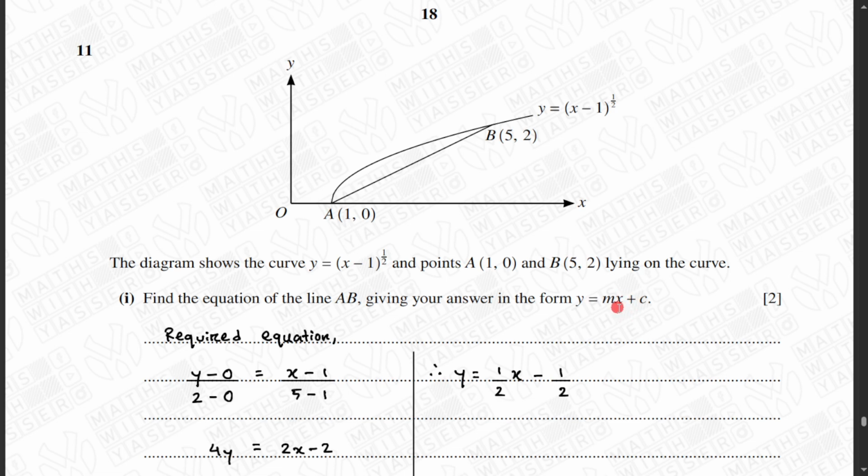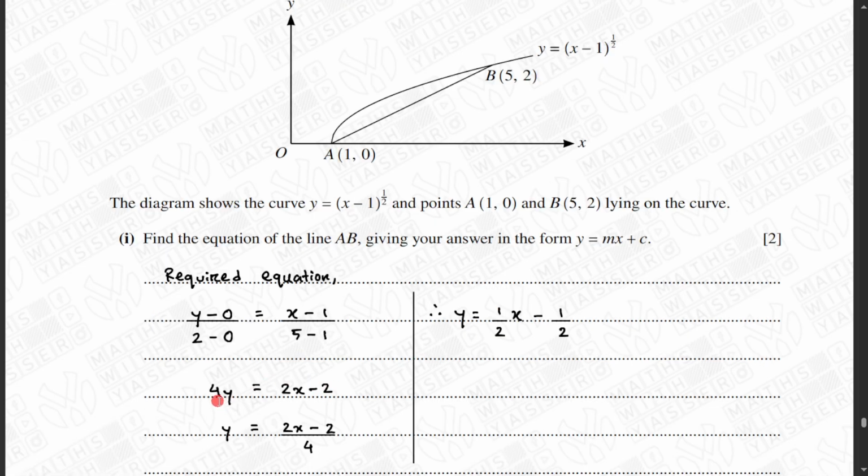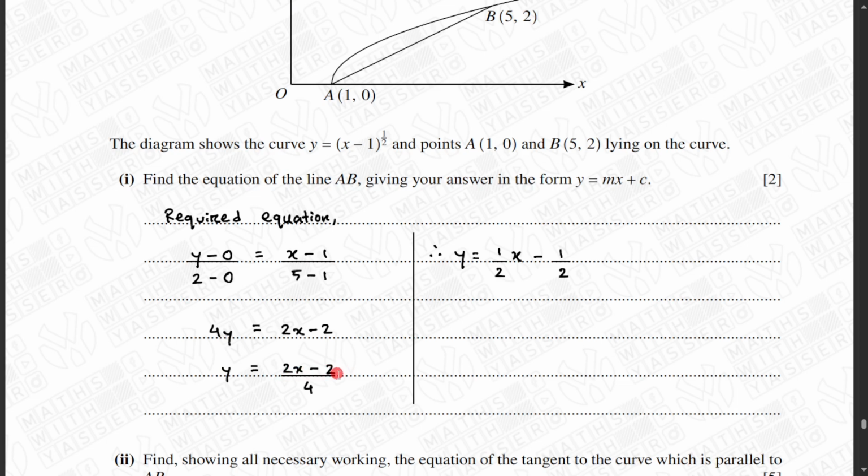In order to find the equation of the line AB, we can simply use these two coordinates. The formula we are using here is (y minus y1) over (y2 minus y1) equals (x minus x1) over (x2 minus x1). So that gives us (y minus 0) over (2 minus 0) equals (x minus 1) over (5 minus 1). If we cross multiply, 5 minus 1 is 4, so 4 times y will be 4y, and this will be 2x minus 2. Let's make y the subject, and we will get y equals (2x minus 2) over 4.